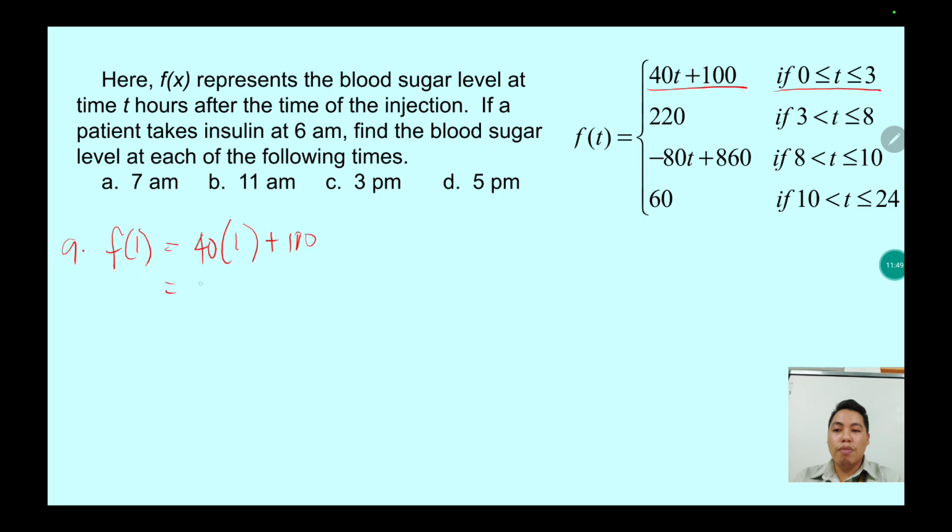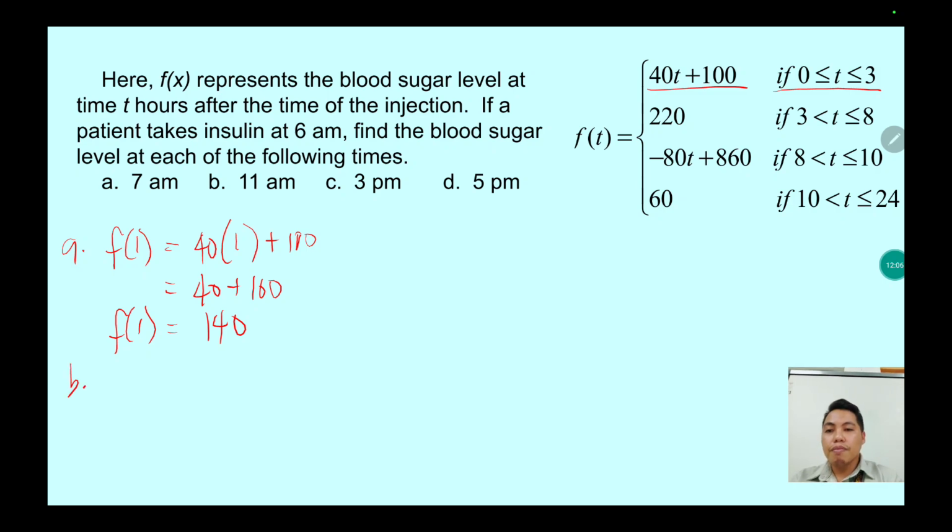At this moment, we are already evaluating a piecewise function. With the piecewise function, you cannot use all the functions at once. You have to take a look at the interval of the domain. So after 1 hour, the blood sugar is 140.